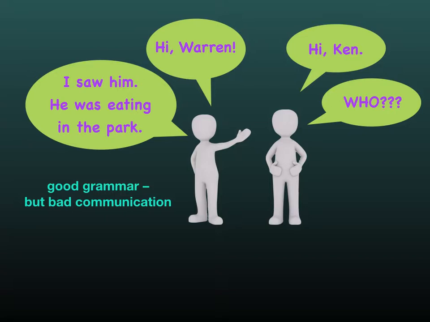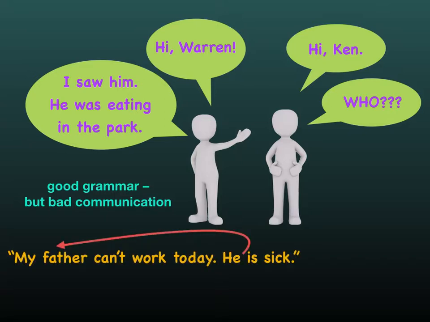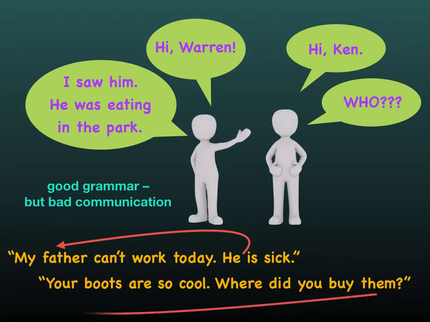He should be about someone we already spoke about. Here's an example. He is about my father. And this is usually true for all the other pronouns. Them is about your boots. And there are many, many other cases.